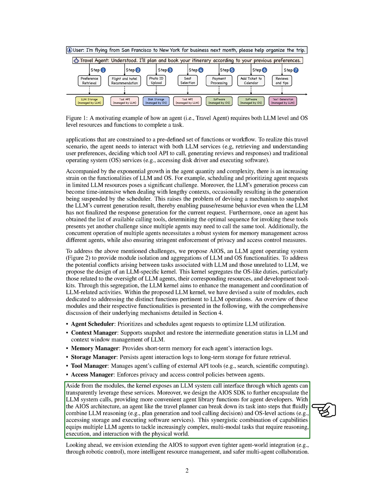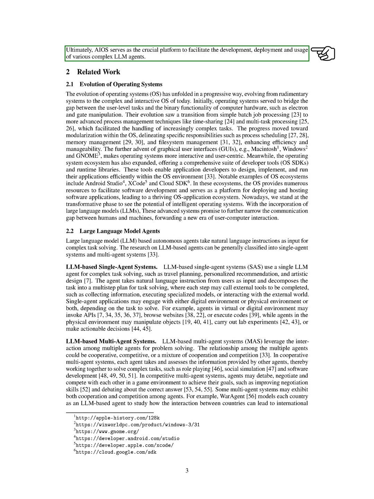With the AIOS architecture, agents like the travel planner can combine LLM reasoning with OS-level actions to handle complex tasks effectively. This integration equips multiple LLM agents to tackle diverse tasks requiring reasoning, execution, and interaction with the physical world. Moving forward, we aim to enhance AIOS to support tighter agent world integration, smarter resource management, and safer multi-agent collaboration, making it a vital platform for developing and deploying complex LLM agents.